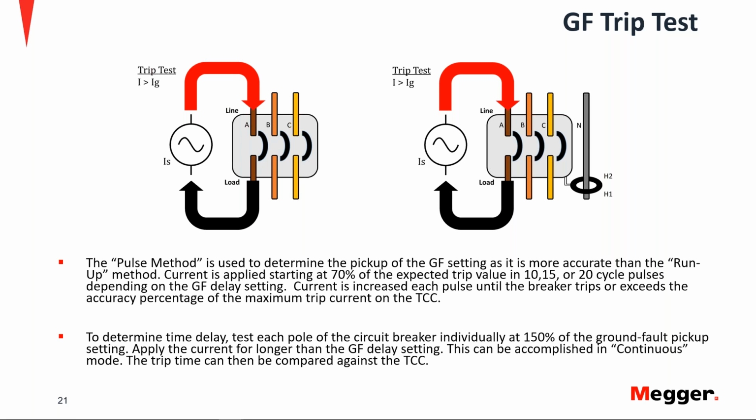Once we have the pickup, then we can go on to determine the time delay, right, for each pole. And we can start by using 150% of that pickup value. Of course, then you will do a continuous injection. You can configure your instrument to inject for, of course, longer than the delay setting. Just make sure that you cover it in case the breaker is tripping after that. And again, you use the continuous method. And once you have your recording, as we saw before, you can compare against your time current curve for that breaker.